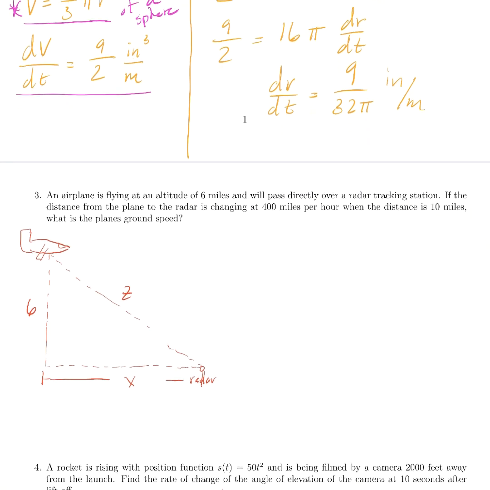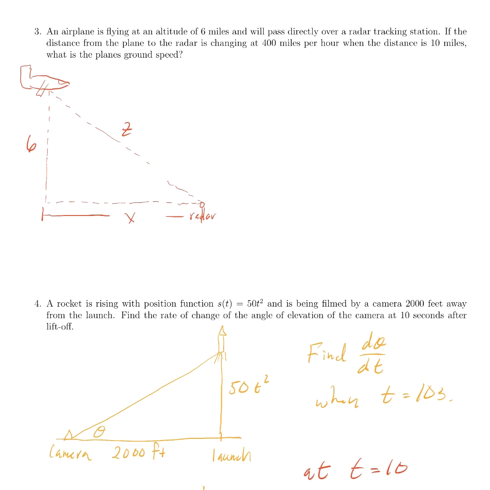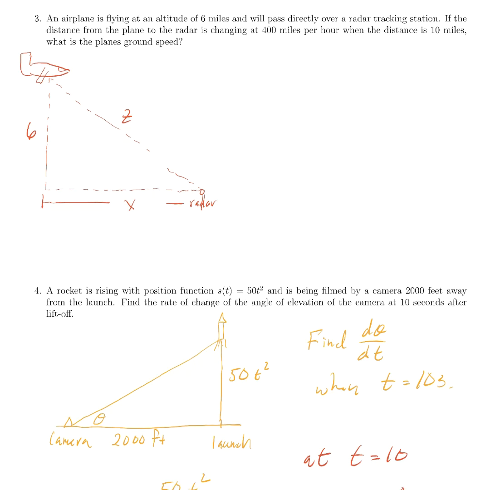All right, number 3. An airplane is flying at an altitude of 6 miles and will pass directly over a radar tracking station. If the distance from the plane to the radar is changing at 400 miles per hour, when the distance is 10 miles, what is the plane's ground speed?